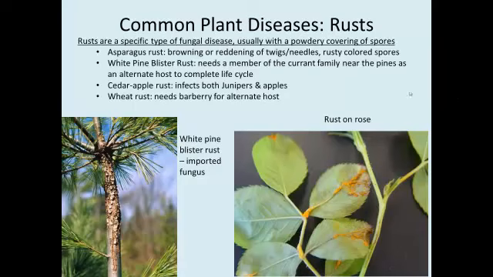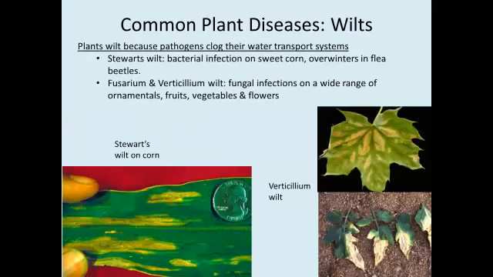Some of these are sort of interesting in that they actually have two hosts. So one stage of the fungi's life cycle will be on one plant, and then the alternate stage of the life cycle will be on another plant. So sometimes in that case, for example, you have an apple orchard with cedar apple rust. If you can get rid of the cedars that are nearby, the apple rust will die out because it doesn't have its alternate host. Took a long time to figure that one out for scientists.